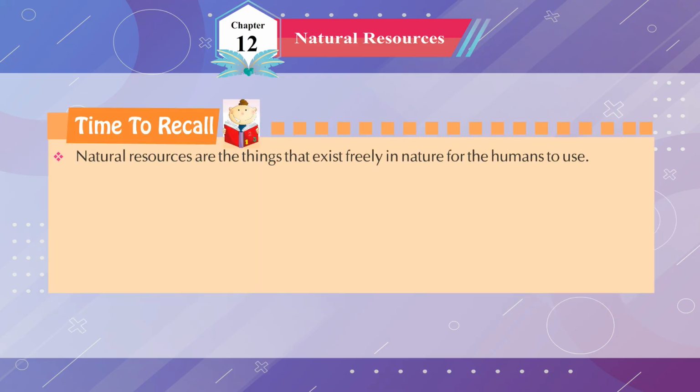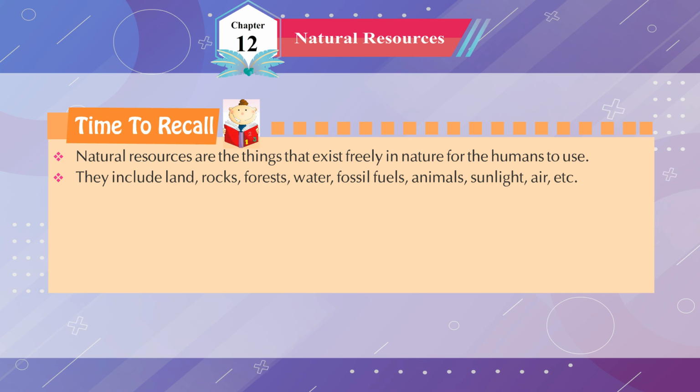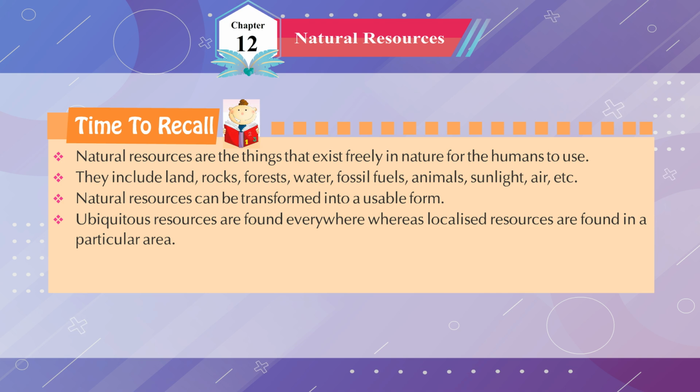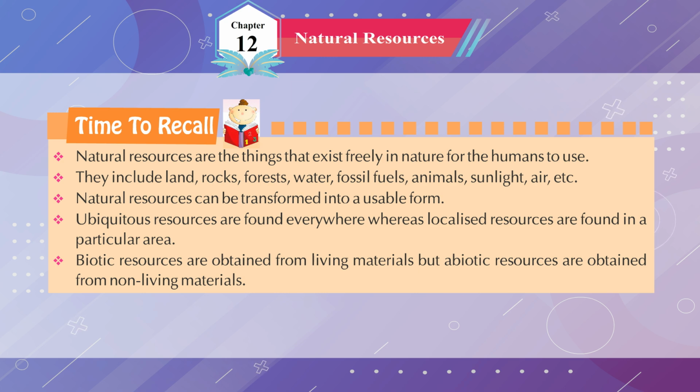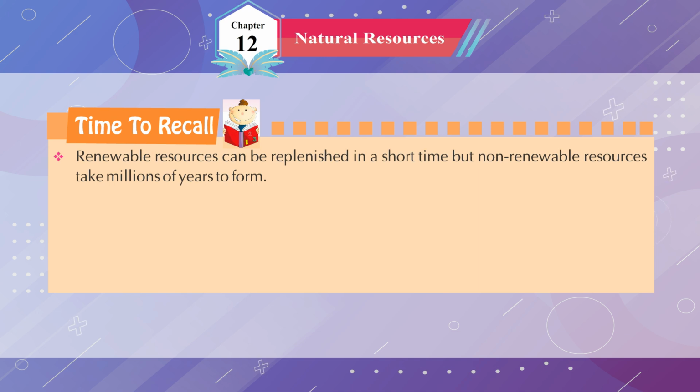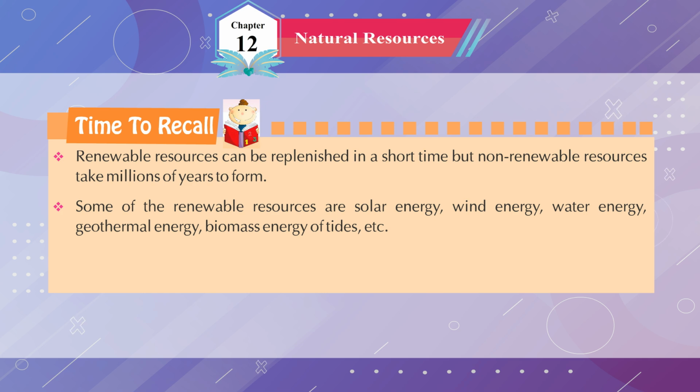Time to recall. Natural resources are the things that exist freely in nature for the humans to use. They include land, rocks, forests, water, fossil fuels, animals, sunlight, air, etc. Natural resources can be transformed into a usable form. Ubiquitous resources are found everywhere, whereas localized resources are found in a particular area. Biotic resources are obtained from living materials, but abiotic resources are obtained from non-living materials. Renewable resources can be replenished in a short time, but non-renewable resources take millions of years to form. Some of the renewable resources are solar energy, wind energy, water energy, geothermal energy, biomass energy, energy of tides, etc. We must conserve the natural resources.